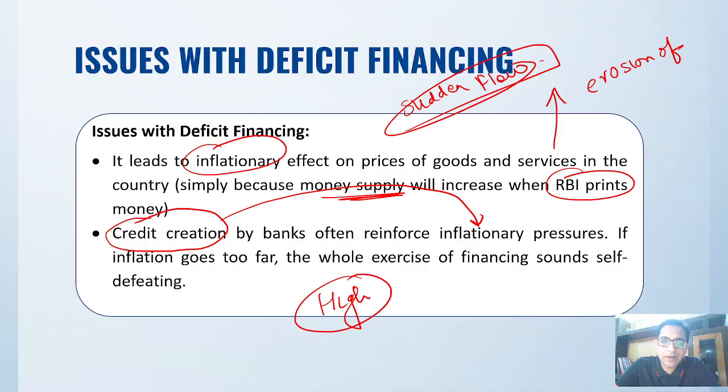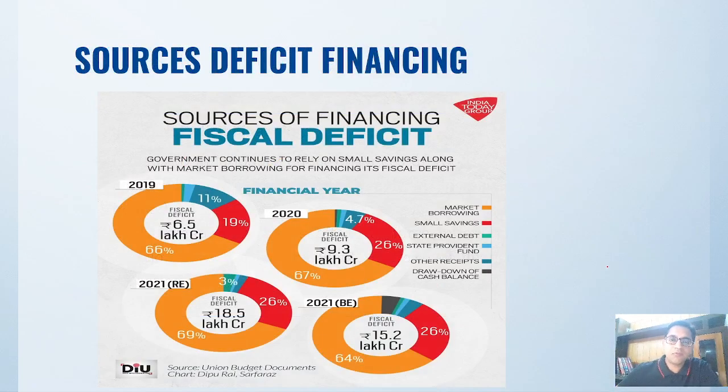But if we are not able to create the proper infrastructure, proper capital formation, the whole process of deficit financing will be self defeating. Now, from where do we normally source the deficit financing, from where do we get the money? Here we can see in 2019, the orange color means market borrowing. Maximum we raise from the market, the government raises maximum from the market for deficit financing.